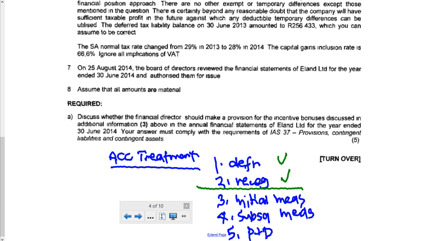A provision is a liability of uncertain timing or amount. And then if we do, so we have to have an obligation, in other words. If we do, is it probable that it will happen, and can we measure it reliably? If those two are both yes, then we have to recognize a provision, isn't it? So that's that one for 5 marks.